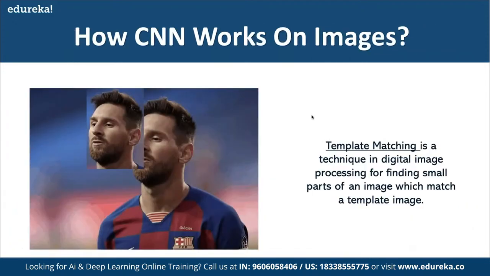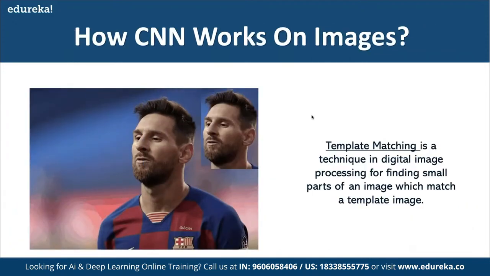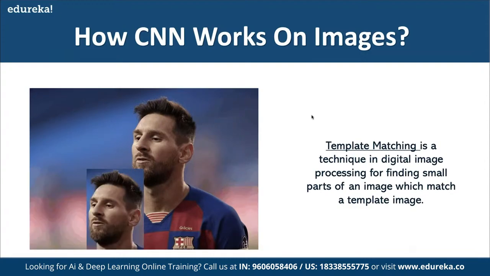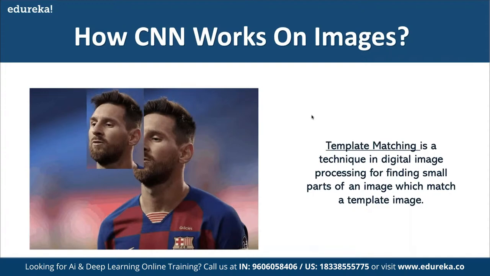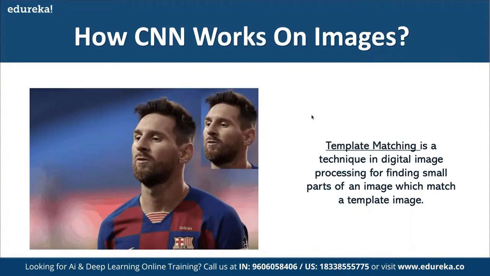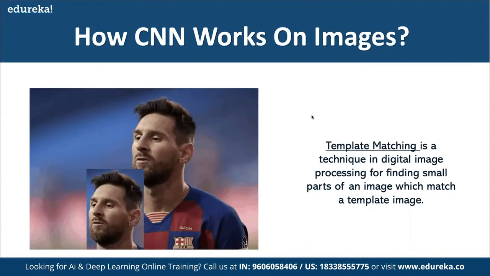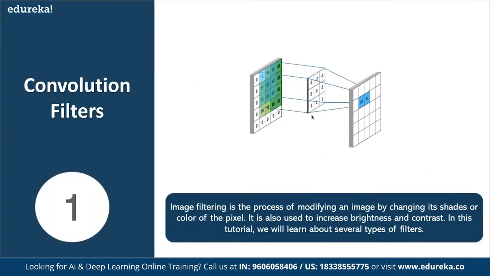Now, the way it works internally in a CNN is that it does some kind of template matching. Based on the data you give it, it does some kind of probability calculation, puts an image on the structure, and tries to see if it is matching or not.